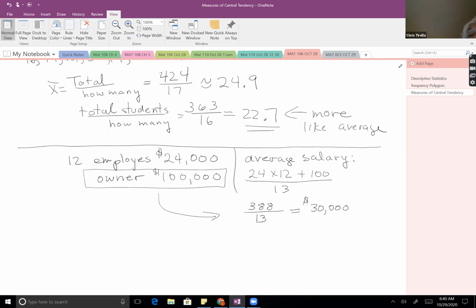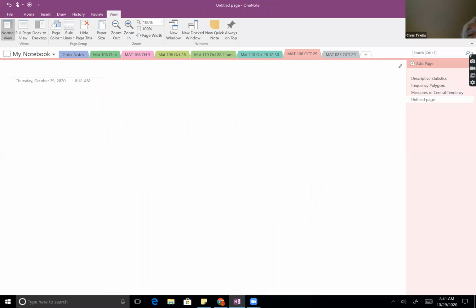And because of that, we look at different measures of central tendency. And the next measure that we're going to look at is the median. Has anybody ever heard of the median before? Yep. What is it? Isn't that when you, like, it's just the middle number?